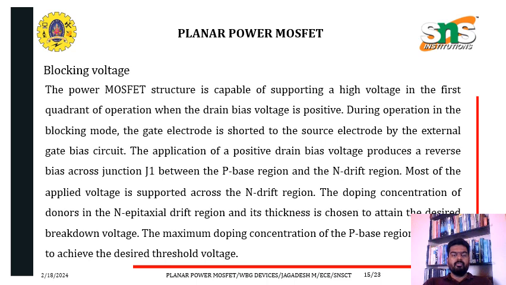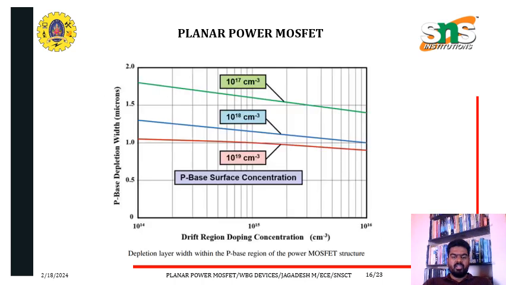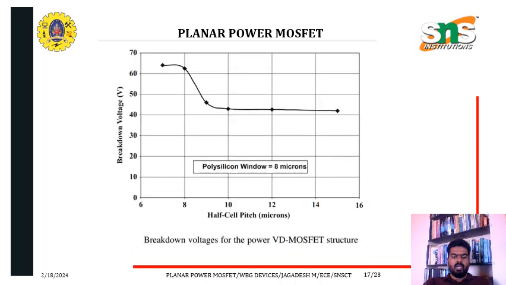So what is blocking voltage? The power MOSFET structure is capable of supporting a high voltage in the first quadrant of operation when the drain bias voltage is positive. During operation in the blocking mode, the gate electrode is shorted to the source electrode by the external gate bias circuit. So the depletion layer with the P base region of the power MOSFET structure is given in this characteristics, and the breakdown voltage for the power VD MOSFET structure is given here.